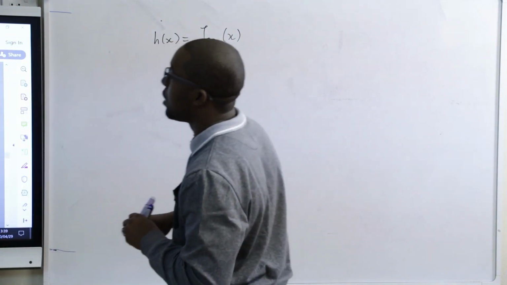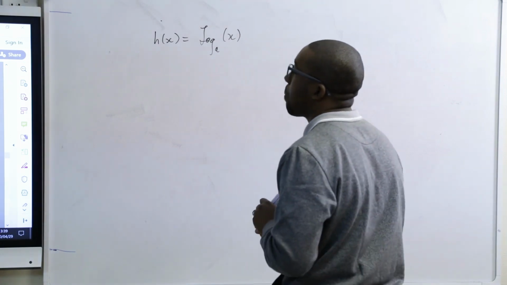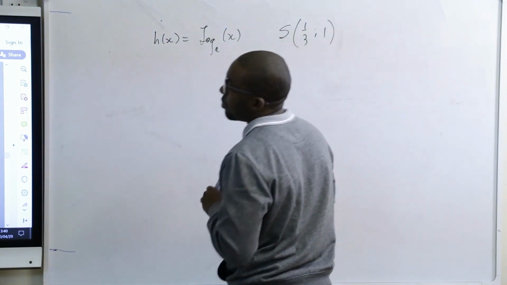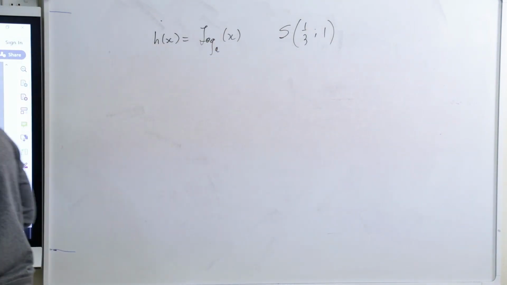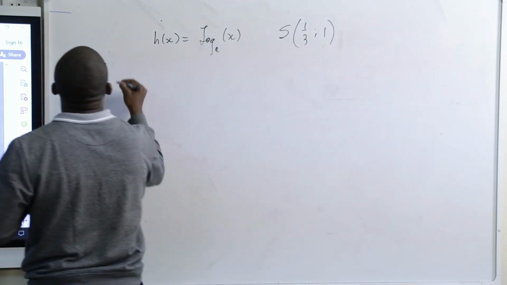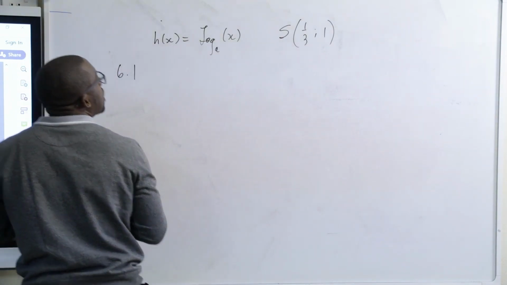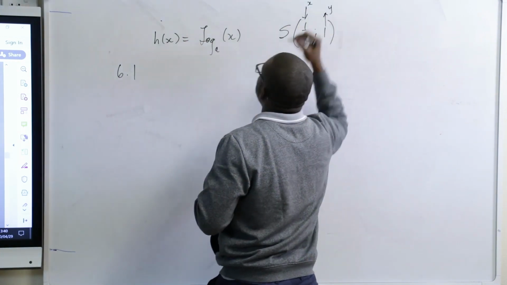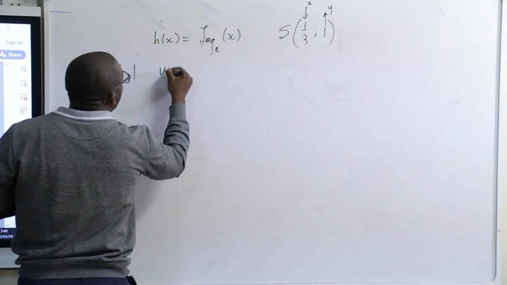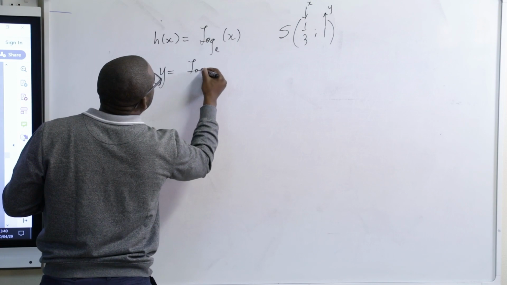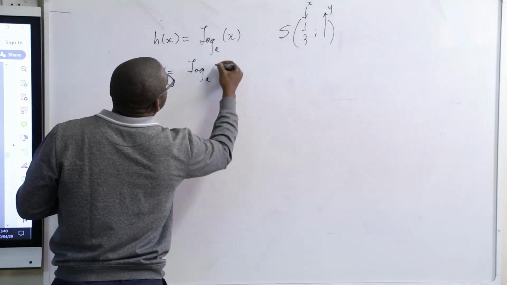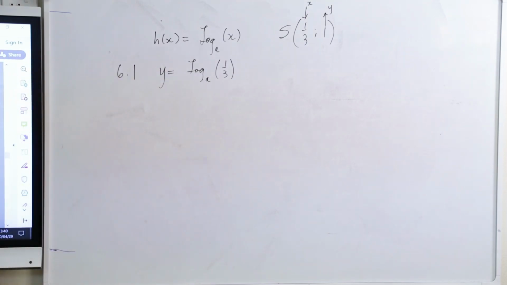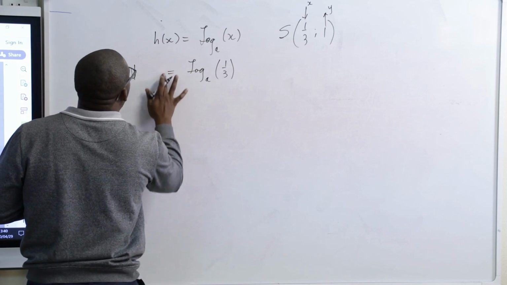We have a point that is on this function. That point is 1/3 and 1. Show that a is equals to 3. 6.1. You substitute this in place of x. You substitute this in place of y. H of x is y. So y is equals to log to the base of a of 1/3. Y was just 1.